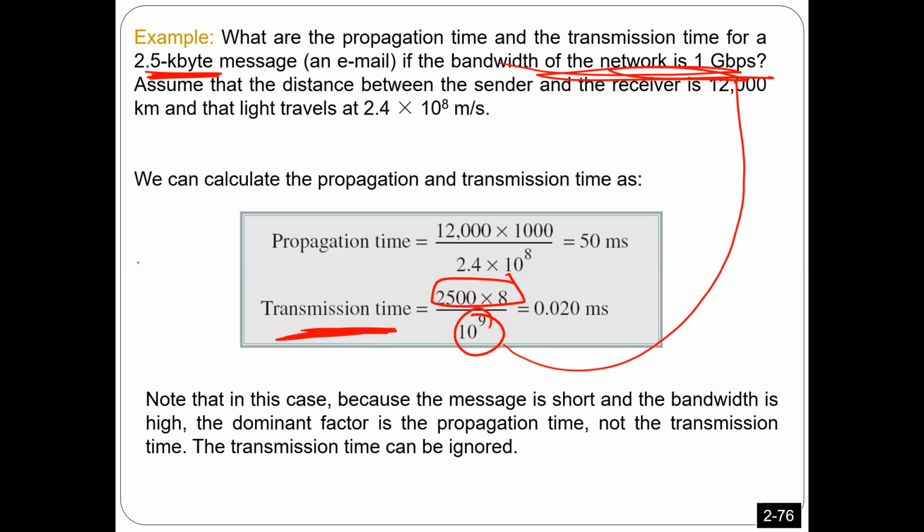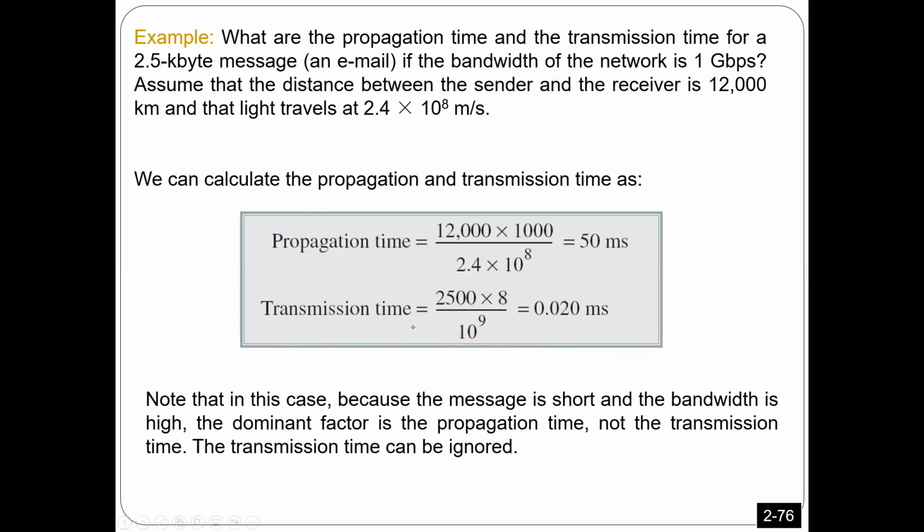Here it is one gigabit per second. You know, 1 giga means 10 to the power of 9. So this is 10 to the power of 9 bits per second, and the message is in bytes, so it also has to be in bits. What I did here is 2500 times 8. Why multiply by 8? Because they have to be the same unit: the bandwidth is already in bits, so I have to multiply the bytes by 8.